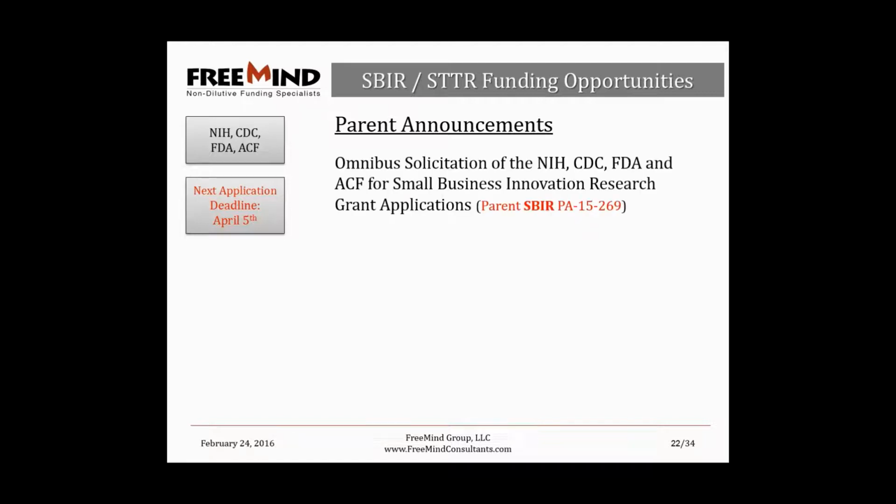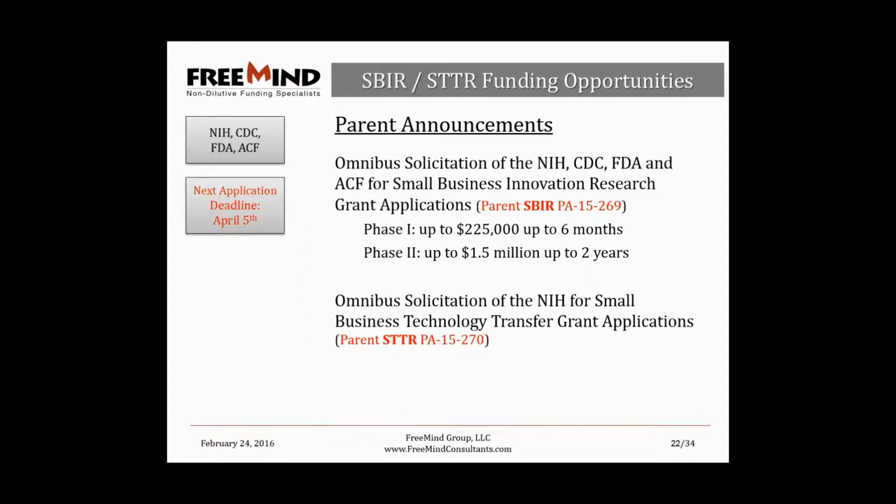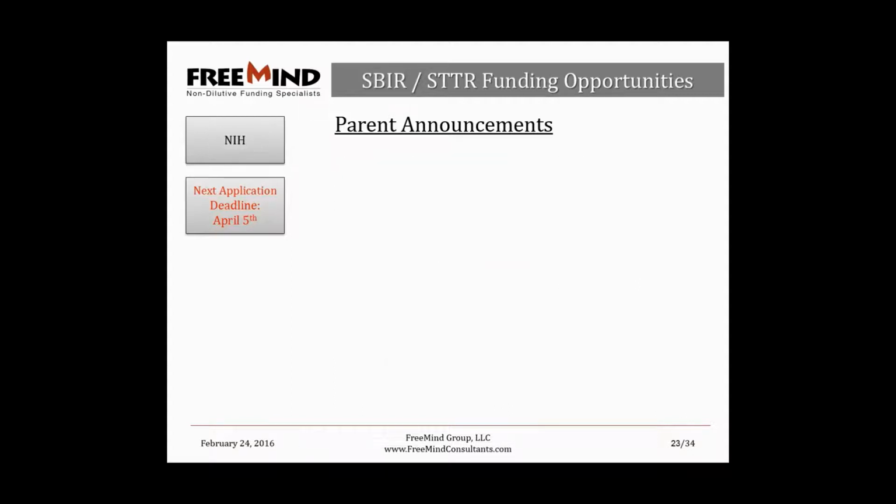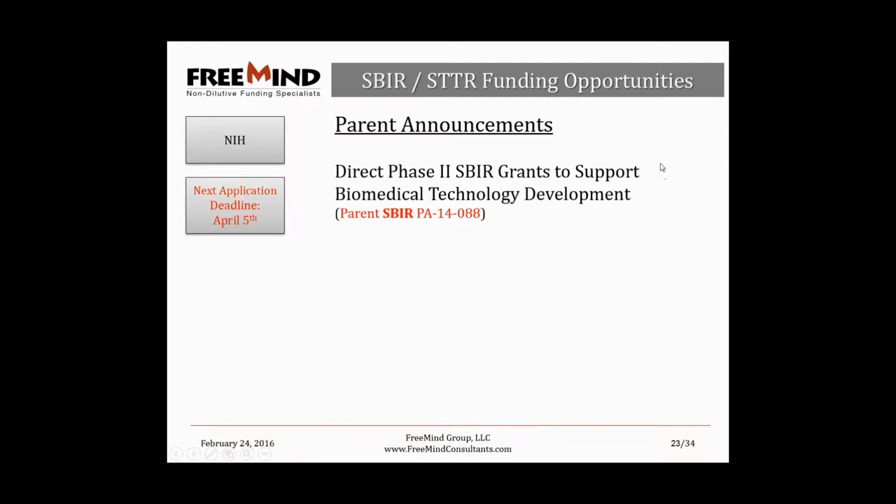For the omnibus SBIR application, phase 1 is again $225,000 for a project that lasts 6 months, and for phase 2, $1.5 million for up to 2 years. The omnibus solicitation for the STTR program is $225,000 for up to a year, and in phase 2, $1.5 million for 2 years. We also have the parent announcements for the fast track, and that is again only for the NIH. This is $1.5 million over the course of 2 years.